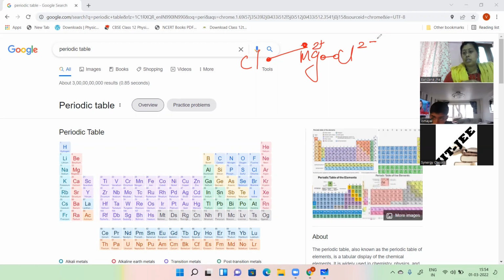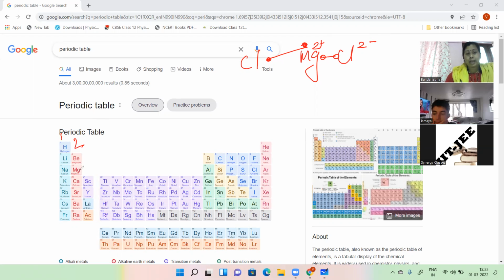Any doubt here? Any doubt? You know, for 2 plus and 2 minus, how do you find how many electrons there are, so they can balance out? How do you put 2 plus and 2 minus?